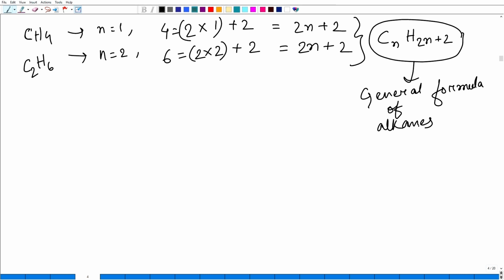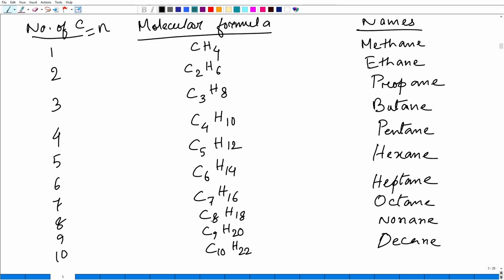And when we put some integer in this, then we get the corresponding alkane. For example, if we talk for 8 carbons, then n is equal to 8 and hydrogen will be 2 into 8 is 16 plus 2, that is 18, C8H18. So, indeed C8H18 is the formula for octane, right. So, by using this general formula, we can get the alkanes one by one. So, this is called a homologous series.